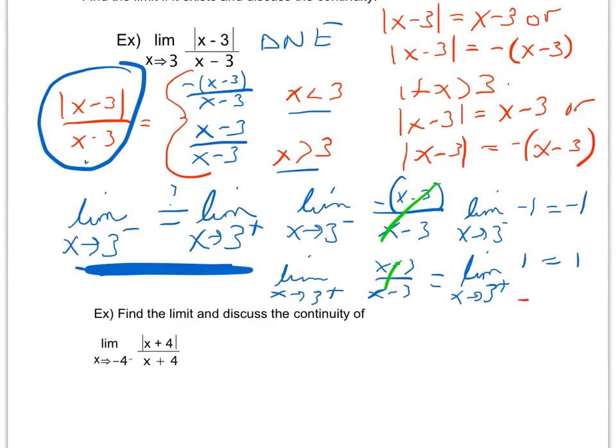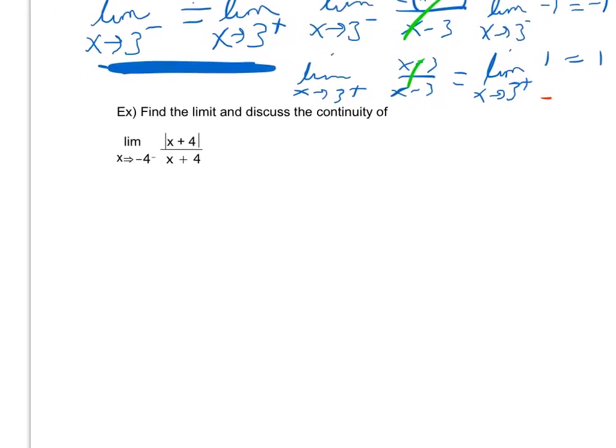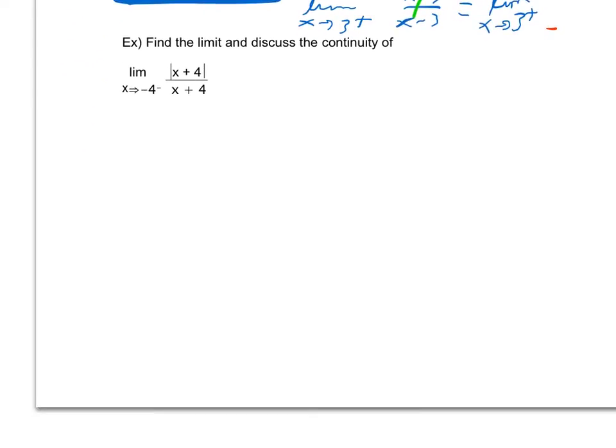Let's look at another example with limits. If you want to pause the video and try it, there are only 2 examples. This would be a good one to pause and try. But I'm going to go ahead, and first thing I'm going to do is change this into a piecewise function. So I'm going to change the absolute value of x plus 4.